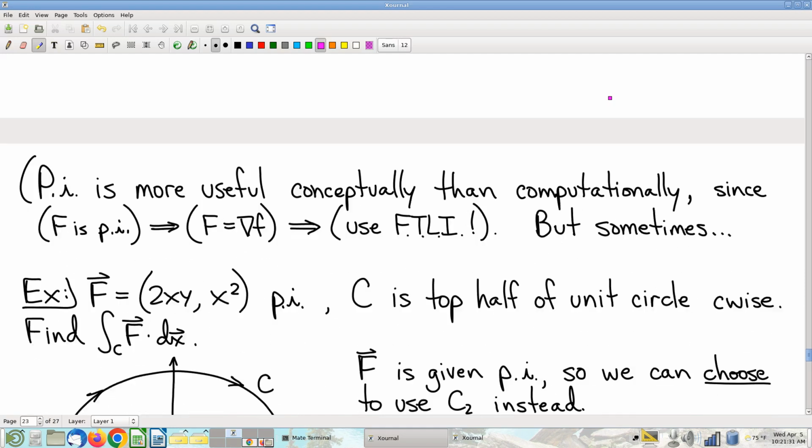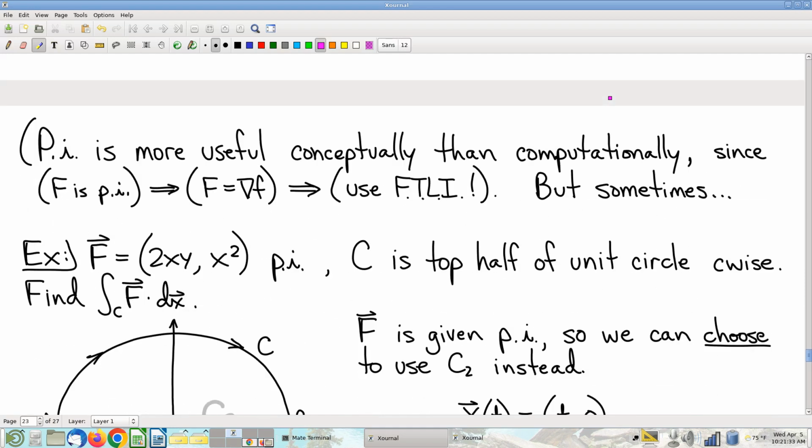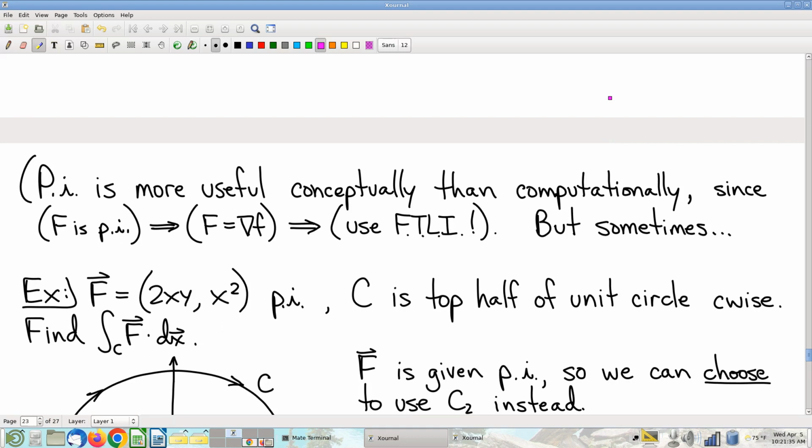All right. Now, let's talk a little bit more about path independence. First thing I want to point out is it's usually more useful as a conceptual tool. Path independence, most of the time, is not so much a computational tool. It's a conceptual idea, right? It's a tool for connecting ideas to other ideas.